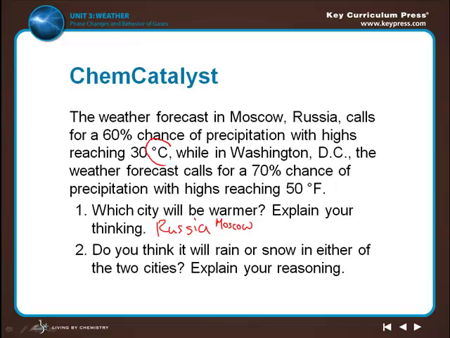Celsius and Fahrenheit, this little thing right here. All right, definitely different. 30 and 50, if I were to guess without knowing what C is or F is, 50 seems larger, right? Okay. But since it's C, that makes a difference on the temperature gauge. Now, do you think it will rain or snow in either of the two cities? Okay, somebody says rain. What about snow? No snow? Why not any snow?